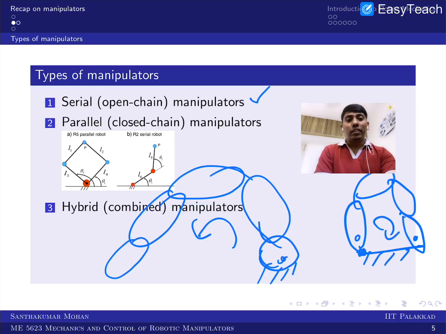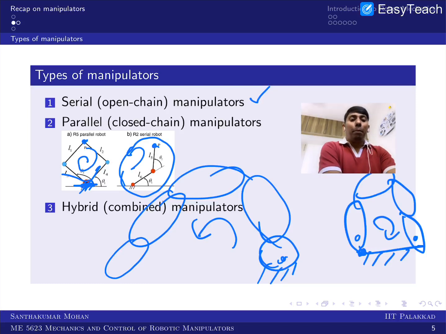You can see here the same 2 degrees of freedom can be achieved with a simple 2R serial manipulator, or with an R5 parallel manipulator, which we call a 5-bar mechanism. These two joints are connected with the base, and these two links are connected with the base link. Now this point P can move in the XY plane, and this point P can also move in the XY plane. So both are equivalent, but this one is serial and this one has a closed loop, which we call a parallel mechanism.